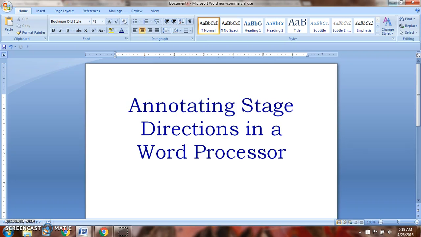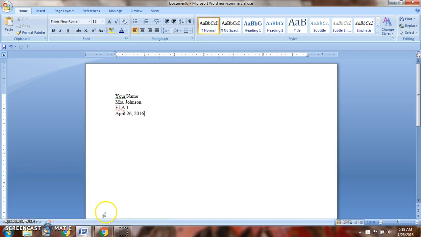Okay, this is annotating stage directions in a word processor. So the first thing you want to do is open up your Google Doc or what have you. You're going to put down your name, the teacher's name, the class period, and the date. You're going to go ahead and title it stage directions for act and whatever scene it is.